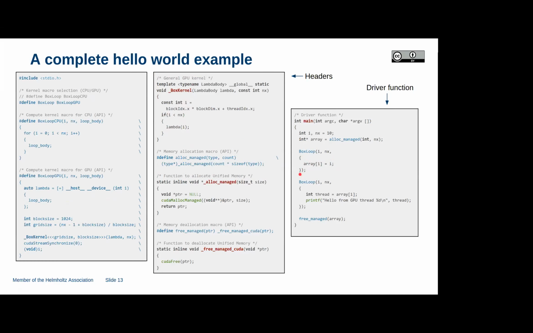And then after we run this initialization loop, we run another loop using the same macro, but now the loop does something completely different. So now it just takes our initialization from the array and prints this hello from GPU thread. And basically the same lambda can here perform different logic, but we still use the same loop interface. And then in the end, we free this managed memory using this free managed macro, which here ends up calling CUDA free. And yeah, that's pretty much how it works.